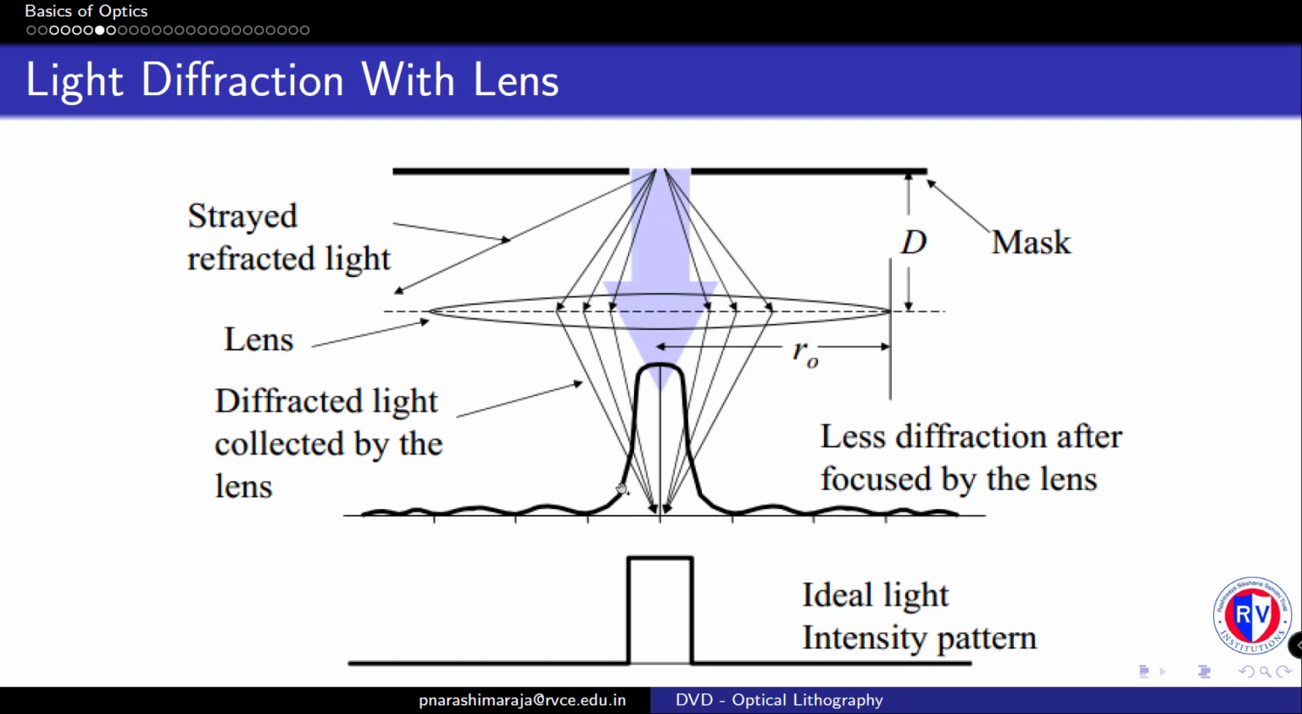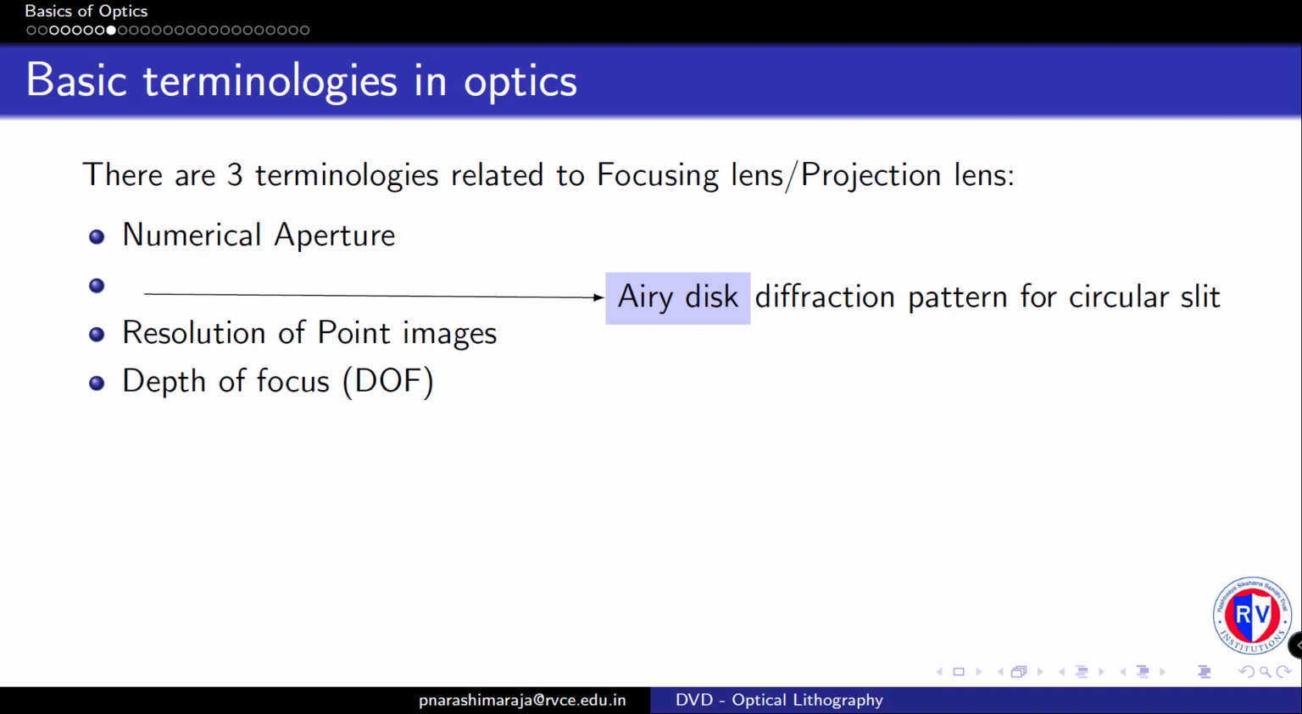Now we will look into the parameters that are related to the focusing lens. Basically there are three parameters related to it. The very first is the numerical aperture, the second is the resolution of point images, and the third is the depth of focus. As shown, we will deviate from the discussion of these three parameters in between, and we will slightly talk about the Airy disc, which is an important concept for understanding the resolution of point images. So let us head back to numerical aperture.